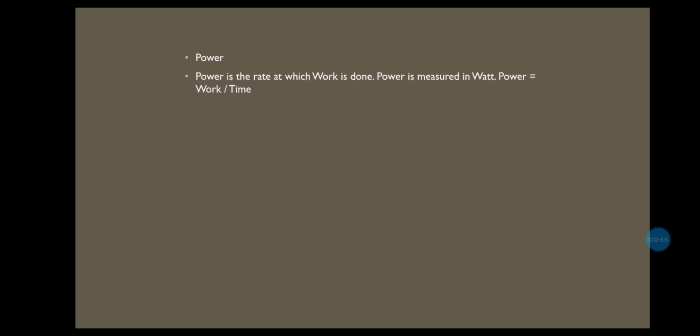Now, the power is the rate at which work is done. Power is measured in watt. Power equals the work over the time. So when you calculate the work, you divide it by the time it took you to do this work, you will get the power. It's the rate at which work is done.